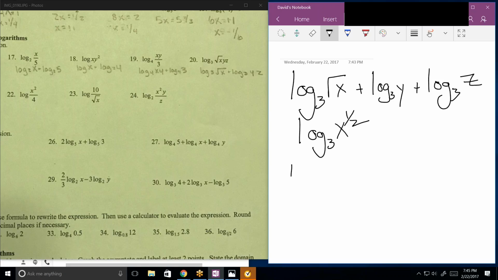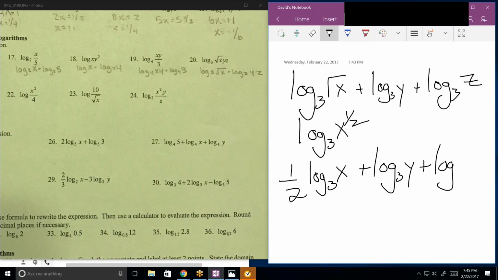So here's what I end up with. That's the fully expanded answer. Always take your exponents and bring them down in front. Cool.